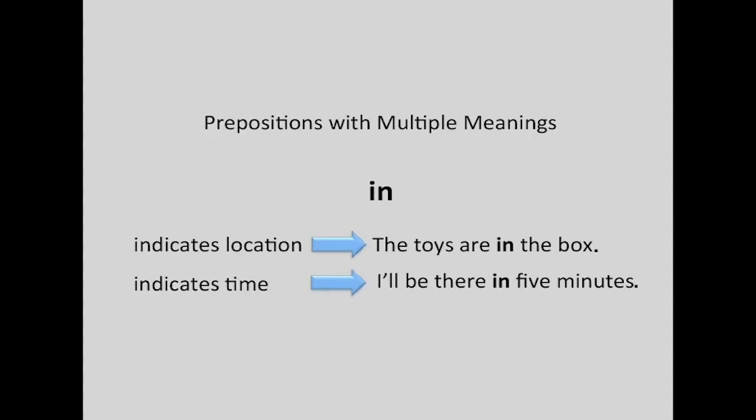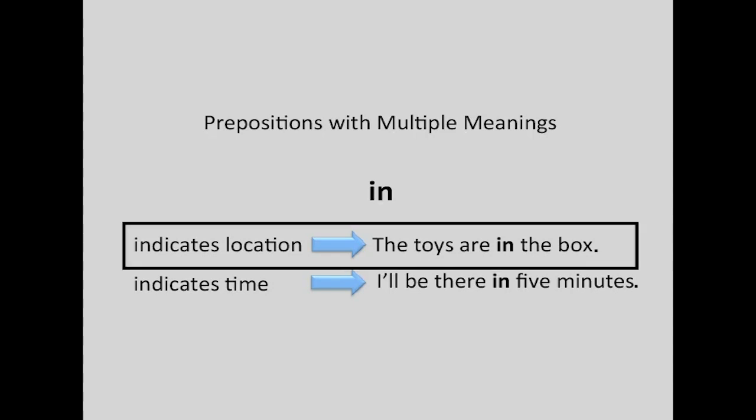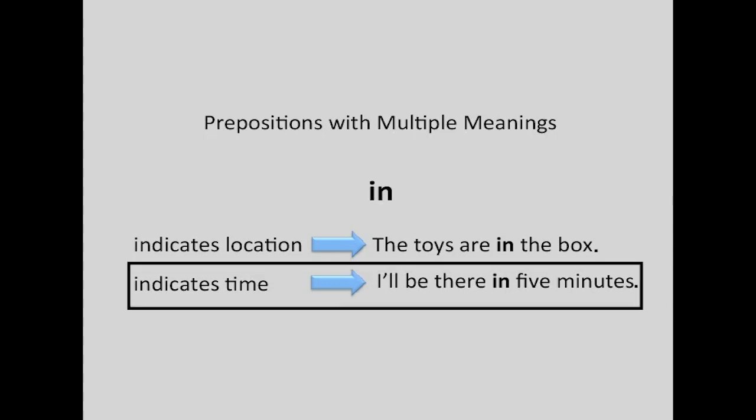As always, there are some examples that cannot be classified. It is the same with prepositions. There are many prepositions in both English and French which can be used in different contexts. This means that these prepositions can be categorized in 2 or more groups. The preposition in, for instance, can be used to indicate location. The toys are in the box, and to indicate time as well. I'll be there in 5 minutes.